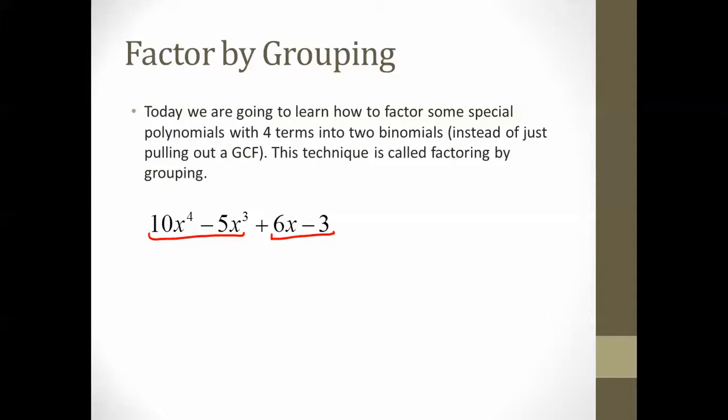So for 10x to the 4th minus 5x cubed, I'm going to factor out a 5x cubed. When I factor that out, what I'm left with inside the parentheses is 2x minus 1. I'm going to do the same thing for the second pair. If you haven't noticed already, these are the same ones that we factored in our warm-up. So we know the GCF for the second pair is 3, and what's left inside the parentheses is 2x minus 1. For factoring by grouping, this should always be the case, that what's in the parentheses after factoring out the GCF is the same.